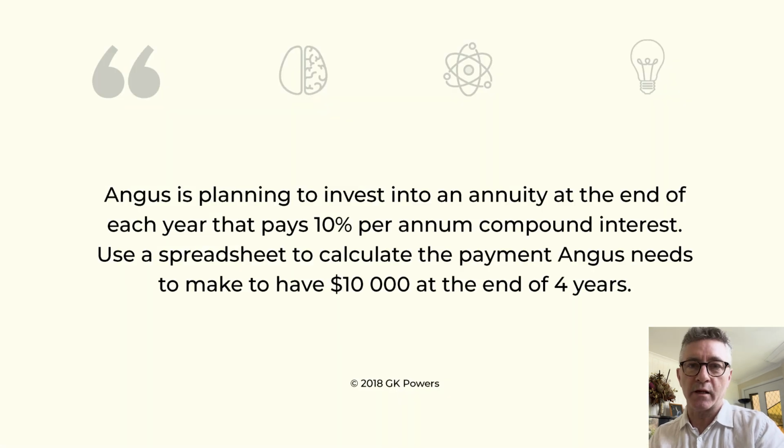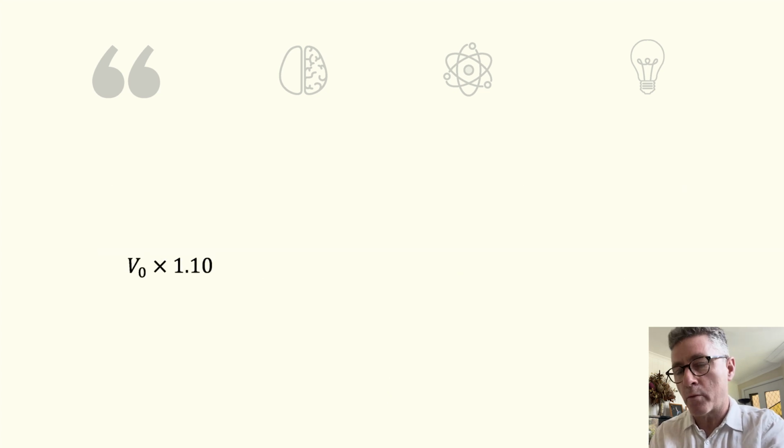Could you do this without Excel or Google Sheets? If you think about it, at the end of the first year, they're going to give you interest on whatever you had as an initial value in the annuity. Now that number is going to be 0, but here we write the formula down anyway. So it'll be the initial value, and I've said V0 times 1.1 because that's the initial value plus 10% of interest. That's going to be 1.1. And then you're going to make a new deposit.